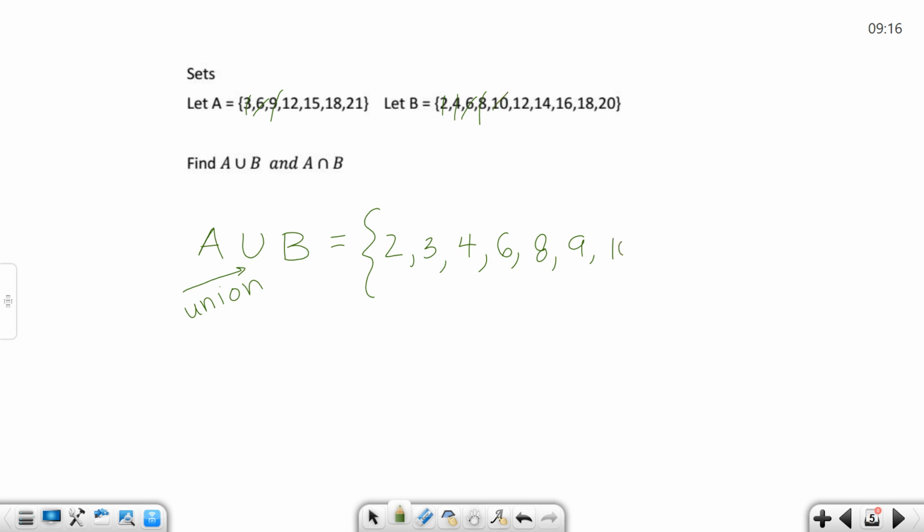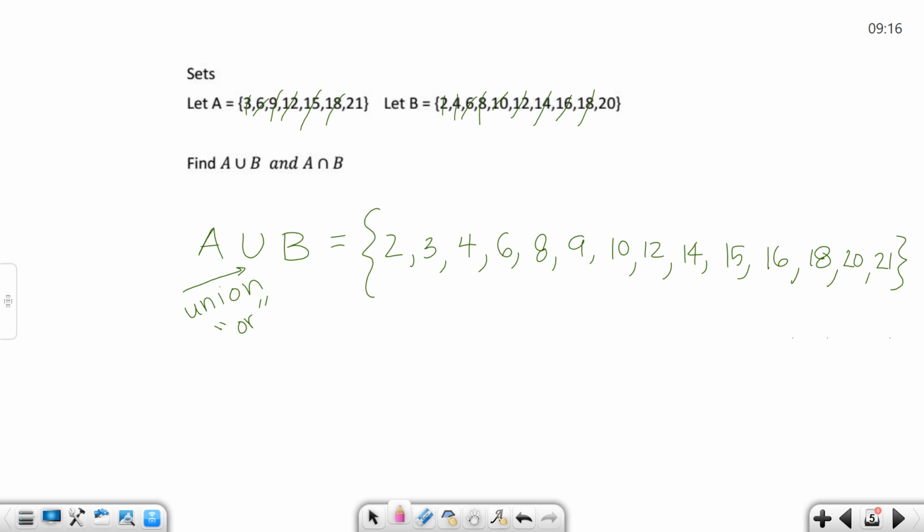There's a 10. There's a 12 in both. 14, 15, 16, 18's in both, 20, and 21. Okay, so what this green set would be is the set of all values that are either in A or in B or in both. And in math, union is also used with the word or. So it's in A or it's in B. Okay, so that's how that one would look.